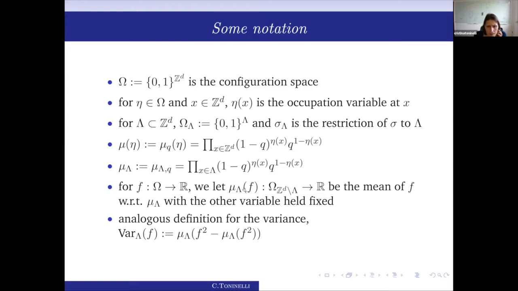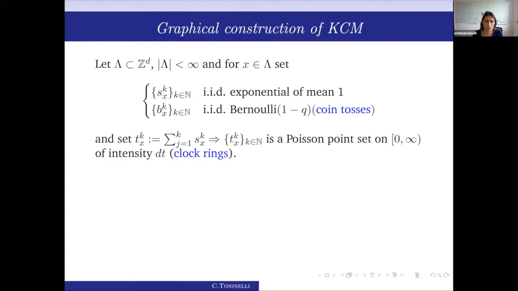I will consider the restricted mean. I will call mu lambda of a function f, which is defined in the whole configuration space, the restricted mean of the function f over the variables in the box lambda, with all the other variables held fixed. So this mean is a function of what happens outside the volume lambda. Analogous definition for the variance, which is just the variance restricted on the box, so it depends on everything outside.